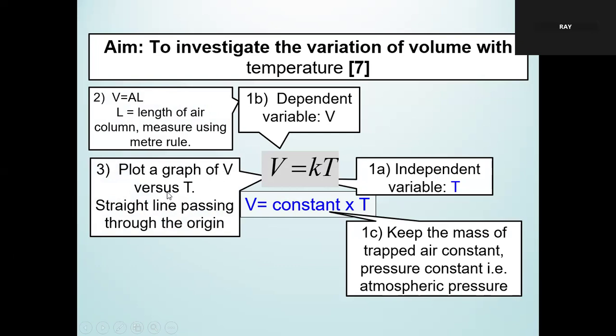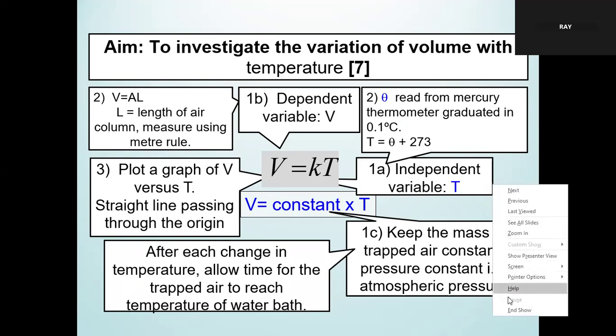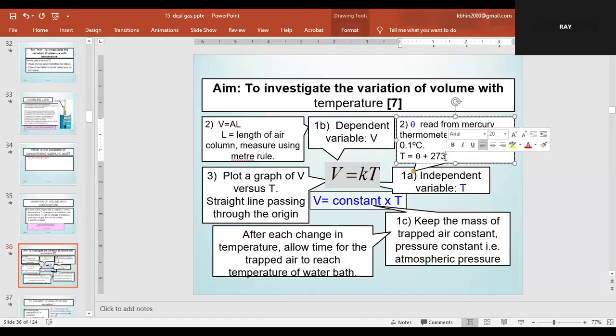What graph to plot? A graph of V against T, a straight line passing through the origin. After each change in temperature, allow time for the trapped air to reach the temperature. Remember, glass and air are poor conductors. That's why you need to give it time to reach the temperature of the water bath. And how to measure the independent variable T: using a thermometer graduated at 0.1 degrees Celsius, and calculate T as theta plus 273.15. Since you want it more accurate, you use 0.1 degrees Celsius.